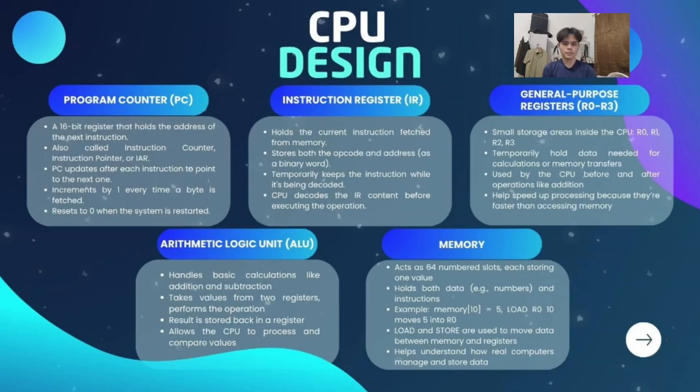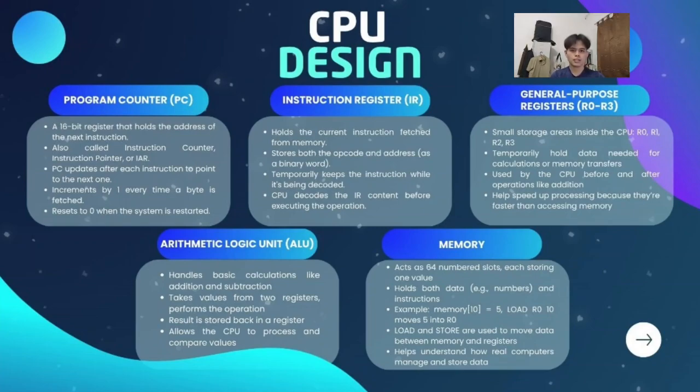The program counter is a 16-bit register that stores the address of the next instruction the CPU needs to execute. It's also commonly known as the instruction counter, instruction pointer, or instruction address register. After each instruction is processed, the PC automatically updates to point to the next one. It increases by 1 every time an instruction is fetched, and if the system is restarted or reset, the PC will return to 0 and start the process again.